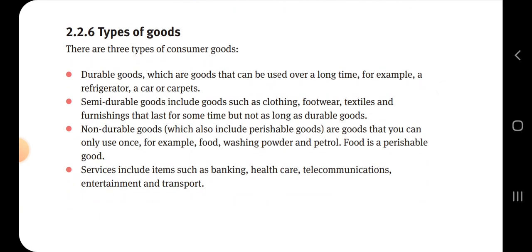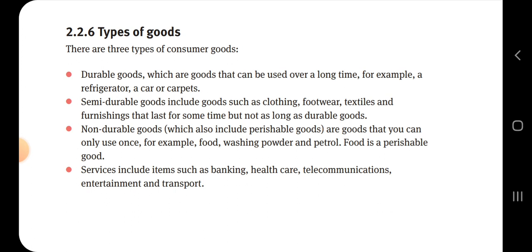Types of goods. There are different types of goods. You should know them. So everything in this video is very important. You can be asked in question 1 in the question paper, where you are asked to give 1 word, true or false, or match. So there are 3 types of consumer goods: durable goods, semi-durable, non-durable, and then number 4 is services. So there are 3 types of goods.